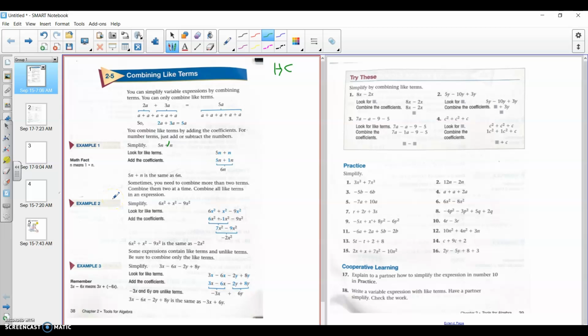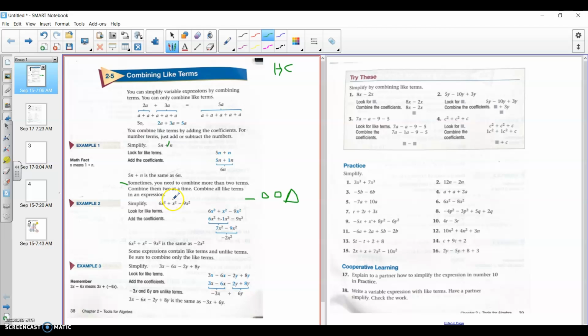Example number 2, although let me read this right here. Sometimes you need to combine more than 2 terms. Combine them 2 at a time. Combine all like terms in an expression. Now, some of you remember I use the underline, the circle, the square, and triangles to help me determine which ones are like, and then I can add up my triangles and add up my circles or whatever. So I'll show you how this works in example number 2.